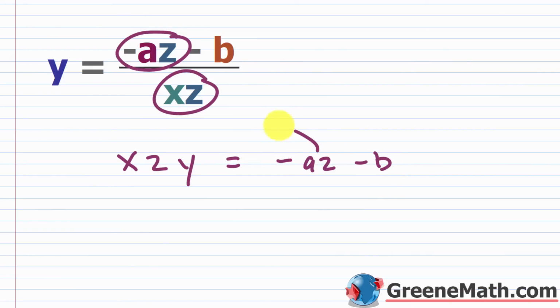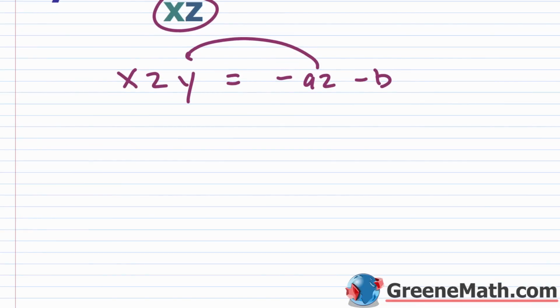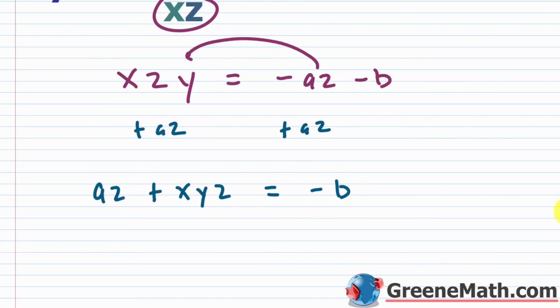I've got to move this term over here, or you could move this term over here. It's really up to you. But I've got to get all the terms with z in it to one side. So let's slide down here, and let's add az to both sides of the equation. And we'll say that we have az plus, and I'm just going to write this as xyz, and then we'll say this is equal to negative b.